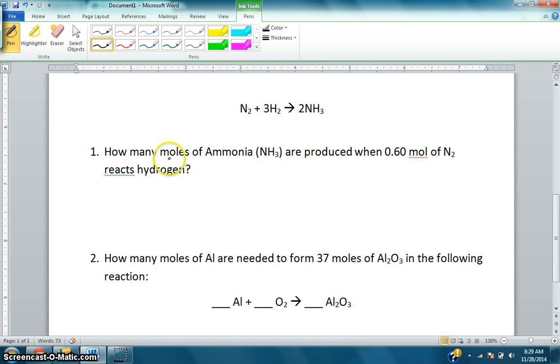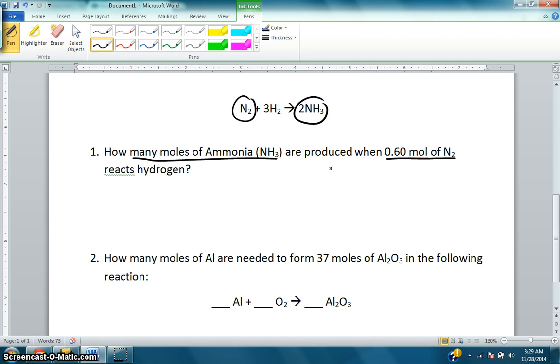So if we look at this reaction, here's our problem. How many moles of ammonia, NH3, are produced when 0.60 moles of N2 reacts with hydrogen? So if we look at this, there are a couple of important things. One, it tells us we want to calculate how many moles of ammonia we can get. It tells me that I'm putting in 0.60 moles of N2 and then I'm reacting it with hydrogen. What this tells us is that we have more than enough hydrogen for this reaction, so we don't need to worry about it. So the only pieces we care about are the link between how much N2 we put in and how much NH3 we get out.